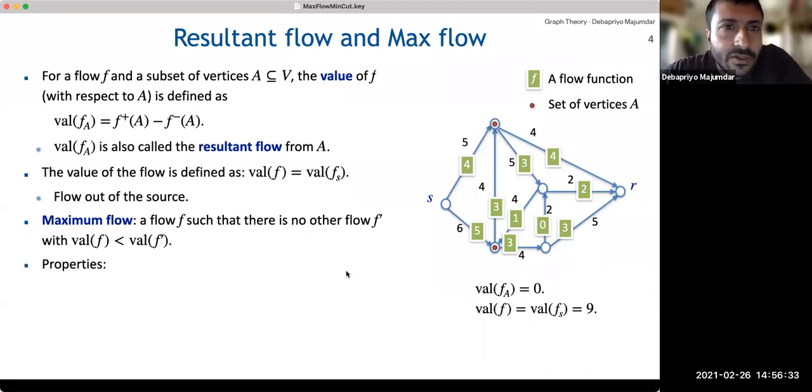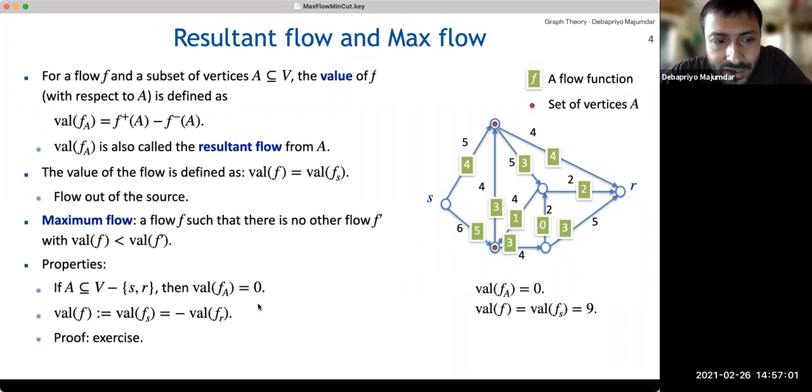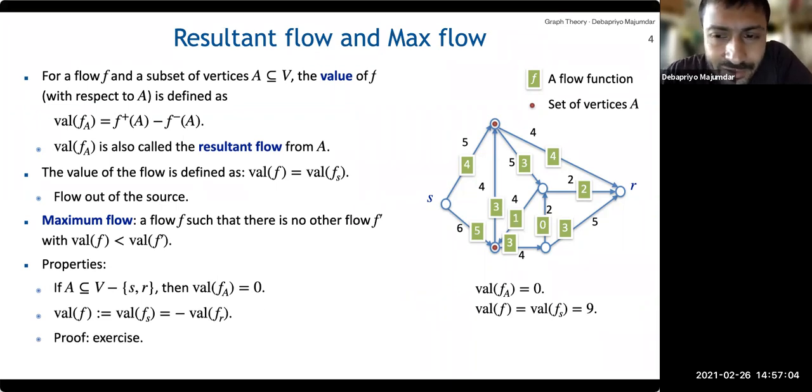So the properties of flow and max flow and resultant flow are the following. Obviously, if A is a subset of the vertices except the source and sink, then its value has to be 0. And the value of the flow is defined as the value of the source, and that has to be equal to minus the value of the sink. All right, so I'll leave the proof for these two things for you to work out, but intuitively they should be very clear, right?